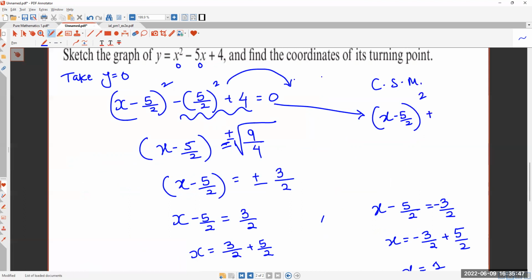Minus. Sorry. My equation would have been like this. Yes or no? So we will make the opposite. So what is your minimum point? What will your minimum point be? 5 by 2 comma minus 9 by 4. And that's what you got here as well.